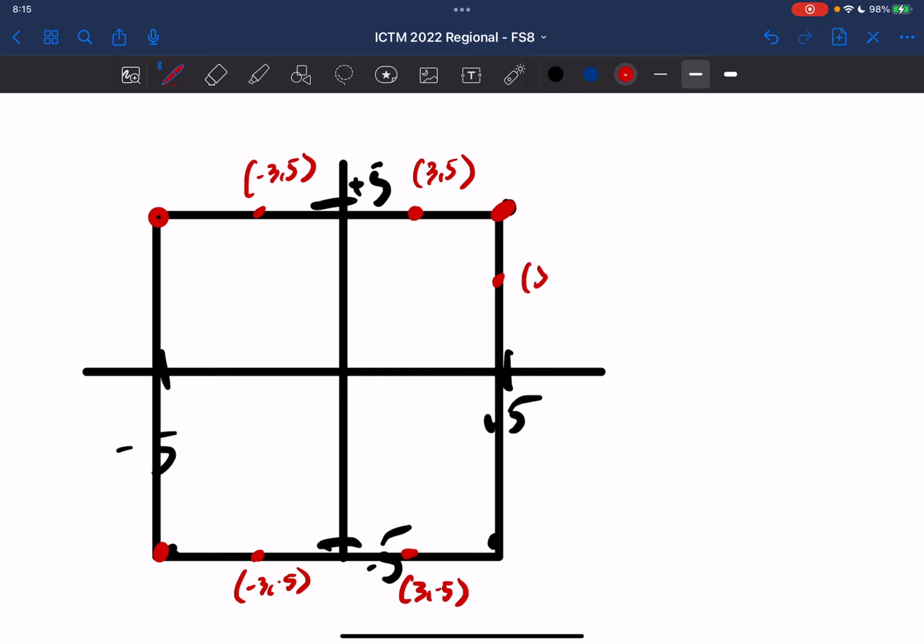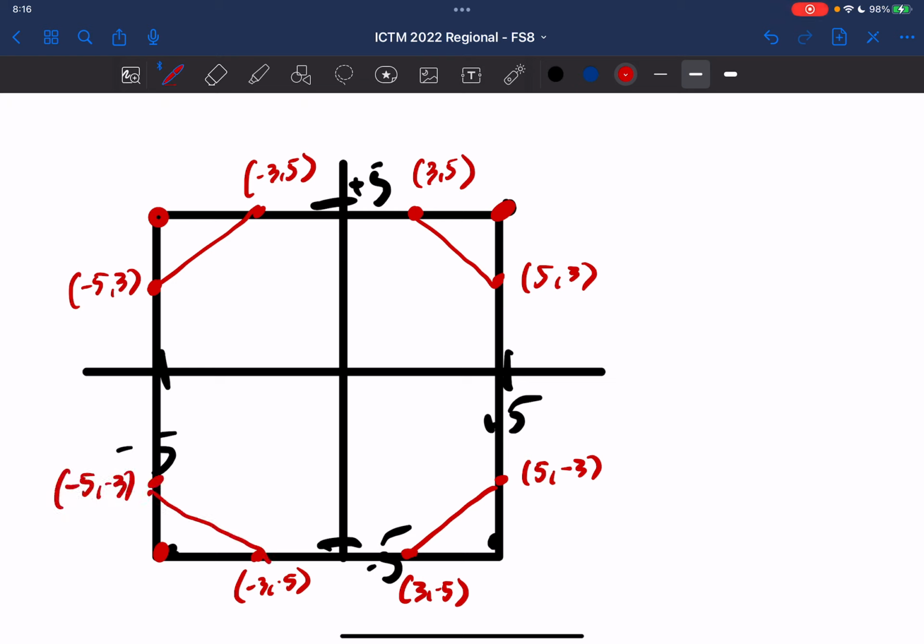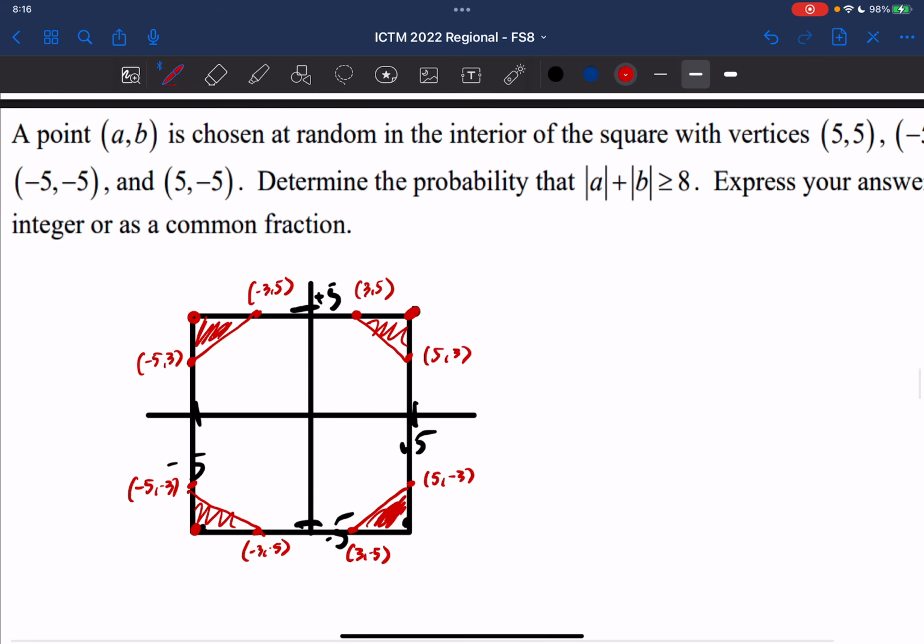And then over here we have (5, 3), (5, -3). And then over here we have (-5, 3). And then we have (-5, -3). So these regions right here make up the regions that fit this inequality right there.